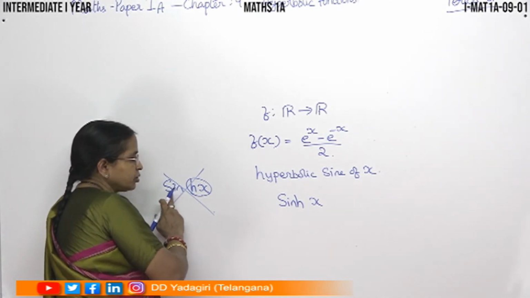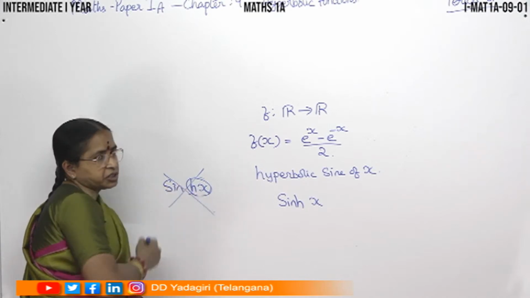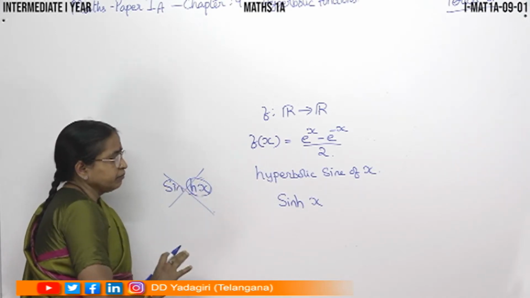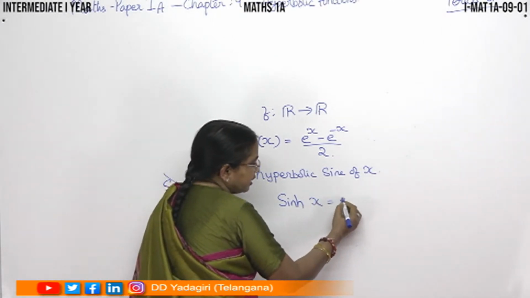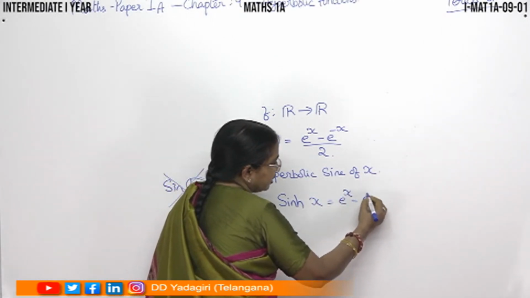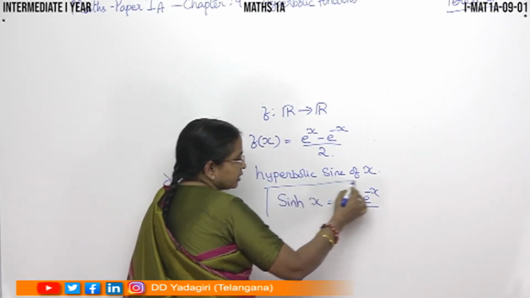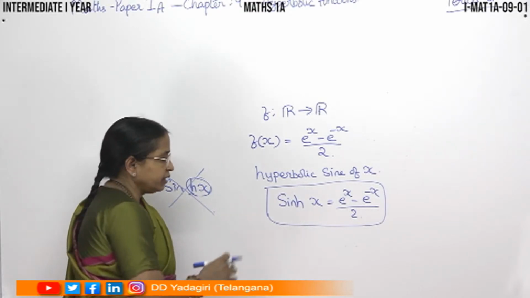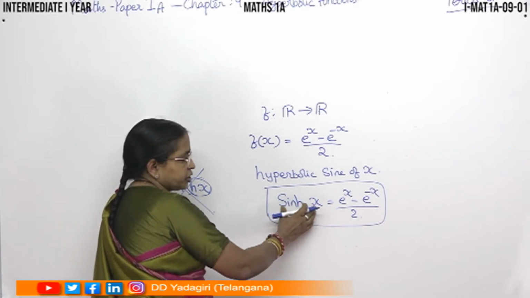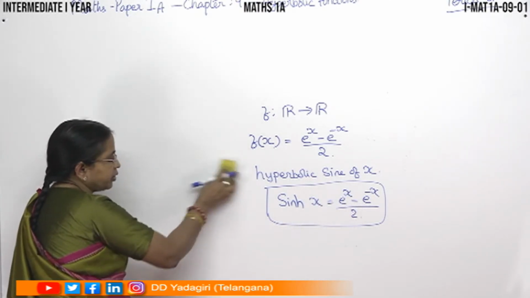Otherwise it becomes a trigonometric ratio whose angle is hx, so this notation is wrong. Sinhx is defined as e power x minus e power minus x by 2. This is the definition, and you must learn this formula. So the hyperbolic sine of x is given by sinhx equal to e power x minus e power minus x by 2.